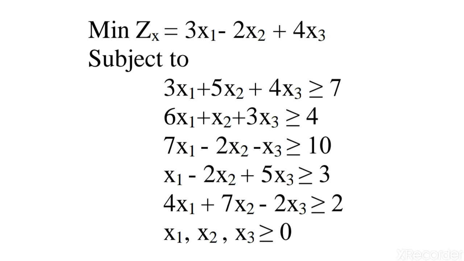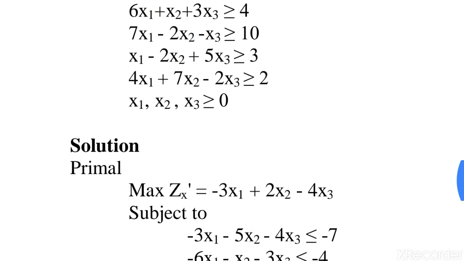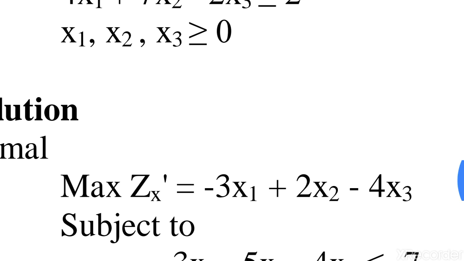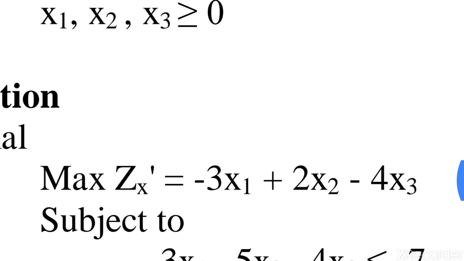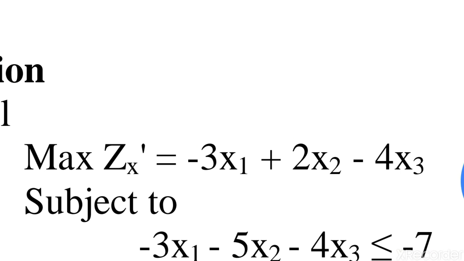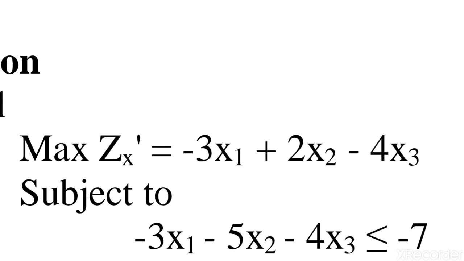If it is a minimization problem, then you have to convert it into a maximization form. That is the initial step whenever you are converting any solution into a dual form. After converting that objective function, the minimization becomes maximization: z dash is equal to minus 3x1 plus 2x2 minus 4x3. It's very simple. To convert minimization into maximization, you just multiply by -1, and you get this particular answer.